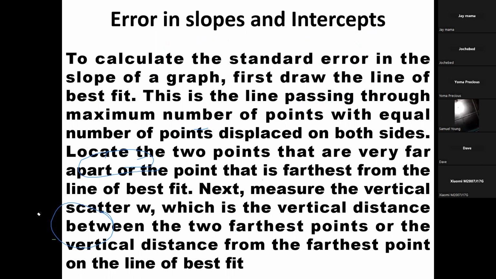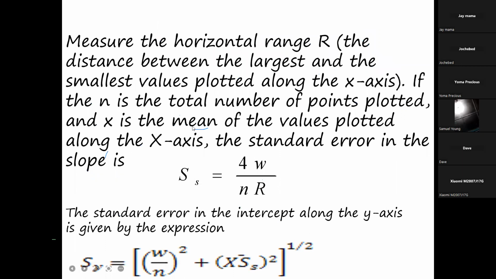Now, your error in slope, this is how it is calculated. We have our formula for error in slope. If you are given the graph, there are two ways we can calculate our error in slope. Your error in slope is virtually calculated from your graph, and this is the formula we use in calculating our error in slope. Error in slope, S subscript X equals 4W divided by NR.